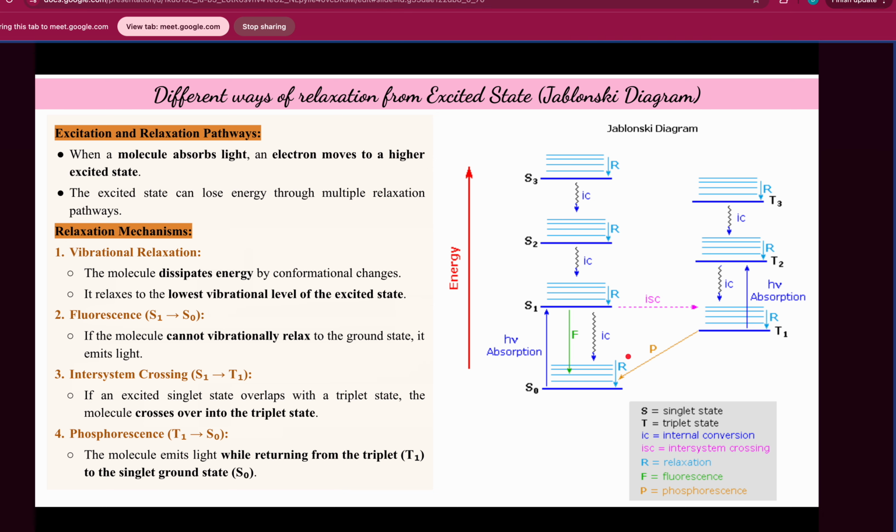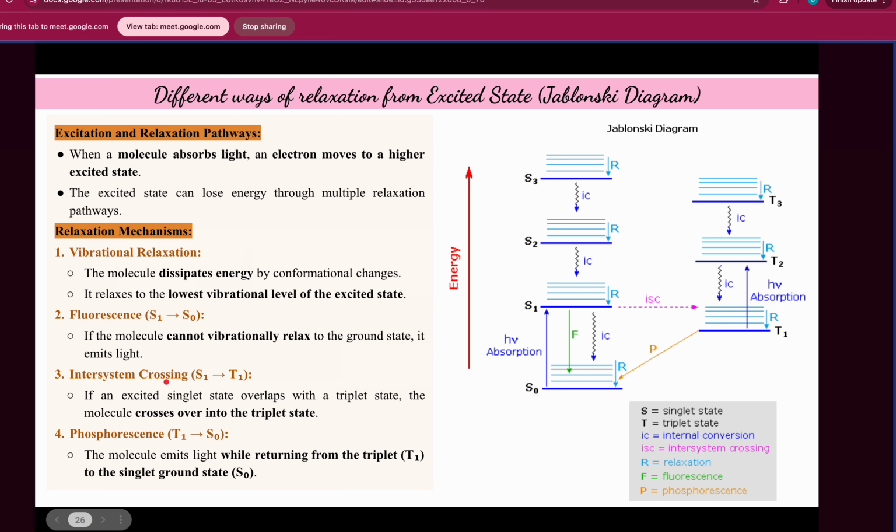And when light is released, if there is vibrational relaxation, then some energy will be dissipated as heat. So whenever it goes from this state to this state, the light intensity which it emits will be less. In later slides, we will study that also.